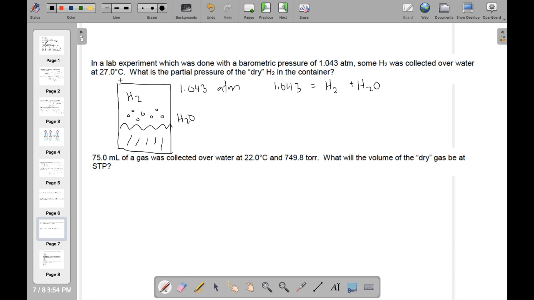Well, this is where you actually have to know that if you go to the internet and look up the vapor pressure of water at 27 degrees, it's going to give you the number. It's 26.7 torr. So really, they should have given you that number here on the test. But yet again, we have a problem. This is in atmospheres. This is in torr. So I need to convert. Well, 26.7 torr. I know that 760 torr equals 1 atmosphere. So I'm going to take 26.7 divided by 760, and I'm going to get 0.035.